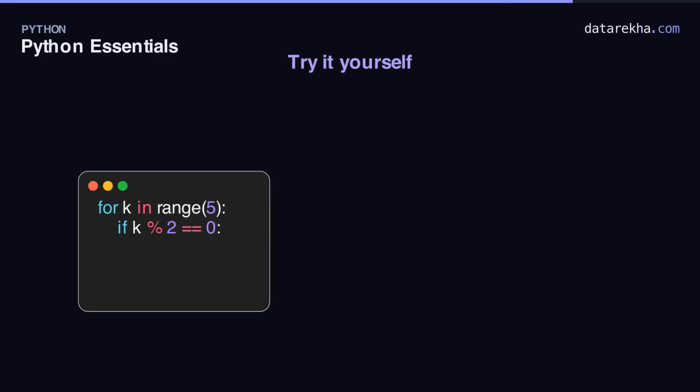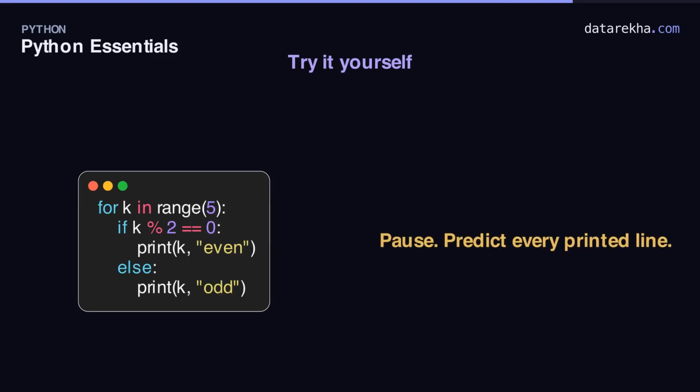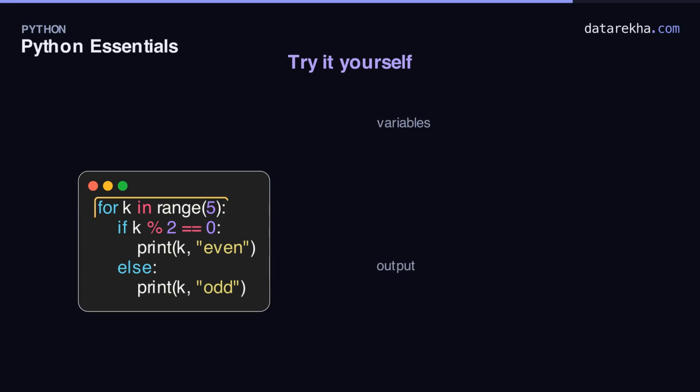Your turn. This one pulls together almost everything. A for loop over range 5, and inside it, a decision using the remainder. Pause the video right here and write down exactly what it prints, line by line. I'll wait. Let's run it together. Range 5 gives k 0 through 4. For each k we ask, is k remainder 2 equal to 0? If yes, even. Otherwise, odd.